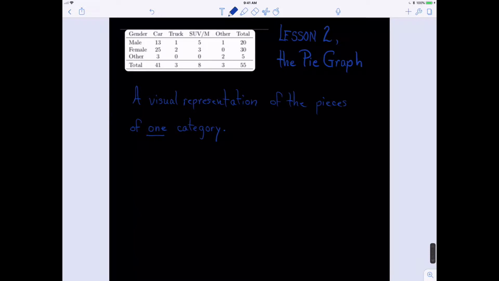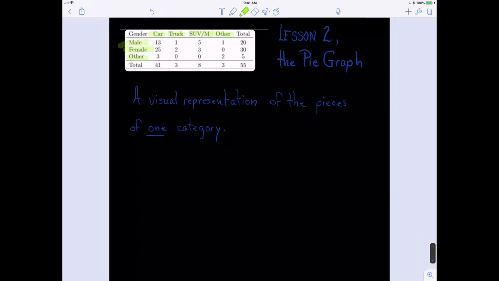So, for example, the categories that we have on this, if we take a look, we have males as a category, we have females and other, those are all categories. We also have cars and trucks, we have SUVs and minivans, and we have other kinds of transportation. So those are all the possible categories that we could take a look at the entire picture of.